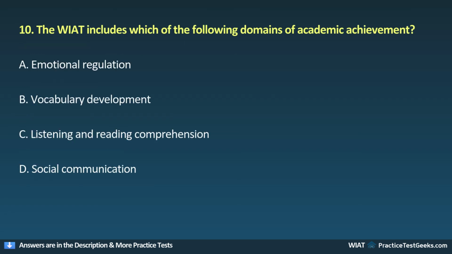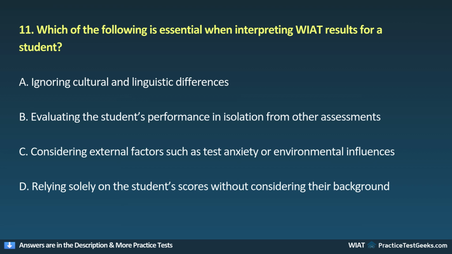10. The WIAT includes which of the following domains of academic achievement? A. Emotional regulation. B. Vocabulary development. C. Listening and reading comprehension. D. Social communication.